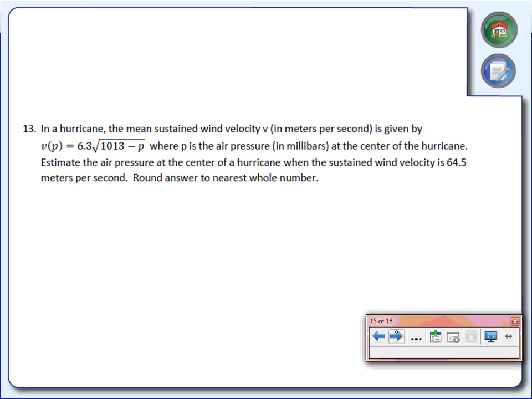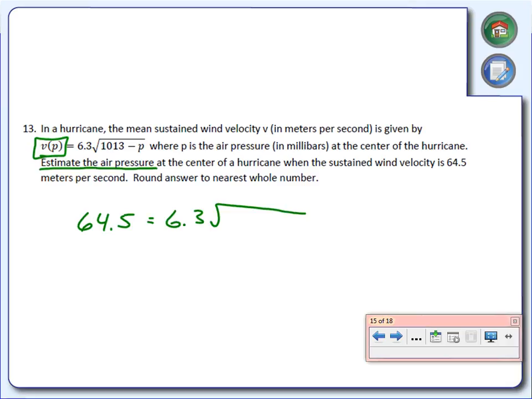All right, same one. Number 13. In a hurricane, the sustained wind velocity, that's the v, the velocity, is given by the function v of p equals 6.3 square root of 1013 minus p. The p is going to represent the air pressure at the center of the hurricane. They're asking us to estimate the air pressure. So they're asking us to find p. And we're going to find that p when the velocity is 64.5. So we're going to replace this right here with 64.5. And we're going to be looking for that P, or pressure.